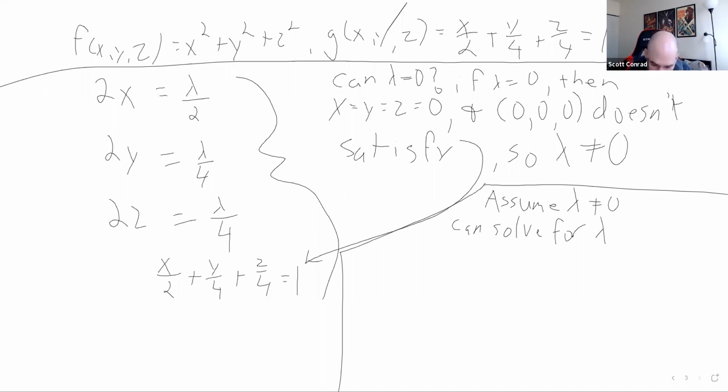Right, so we could say x is lambda over 4, y is lambda over 8, and z is lambda over 8. And then go to the constraint equation and replace x, y, and z with their corresponding expression in lambda, and then solve for lambda, and then plug that lambda back in. That works just fine.